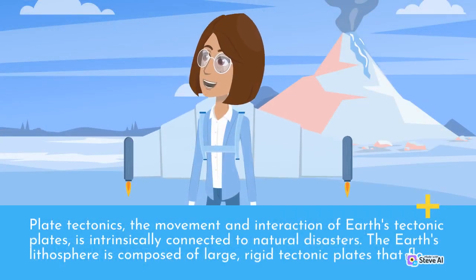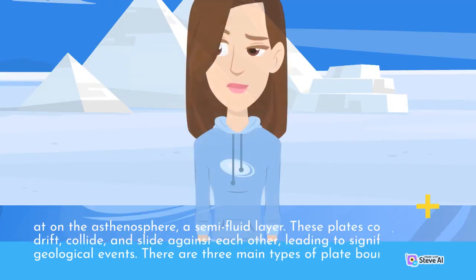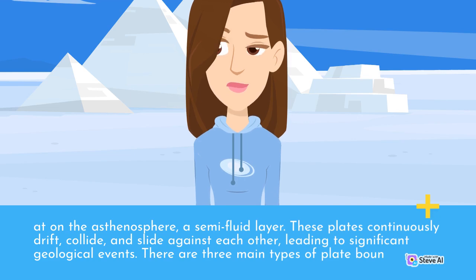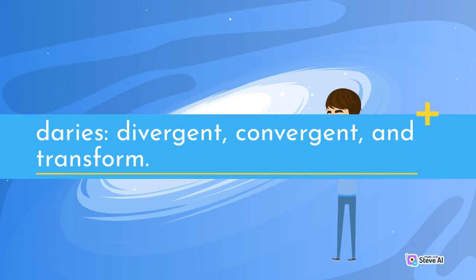Plate tectonics, the movement and interaction of Earth's tectonic plates, is intrinsically connected to natural disasters. The Earth's lithosphere is composed of large, rigid tectonic plates that flow on the asthenosphere, a semi-fluid layer. These plates continuously drift, collide, and slide against each other, leading to significant geological events. There are three main types of plate boundaries: divergent, convergent, and transform.